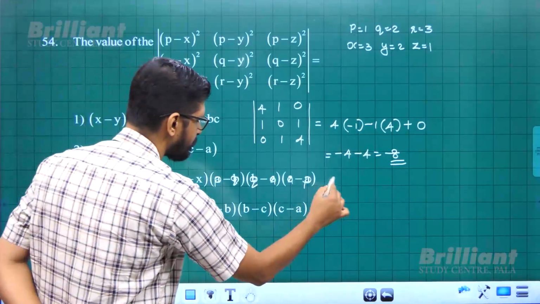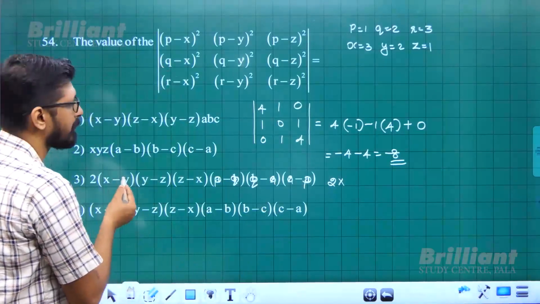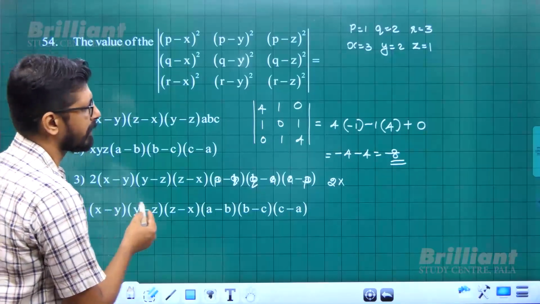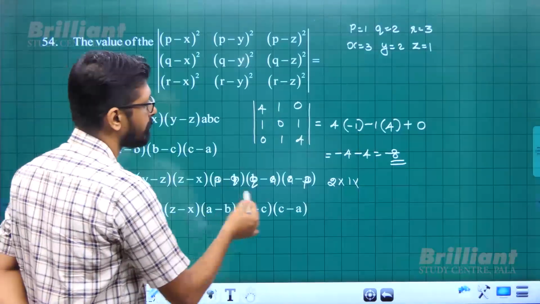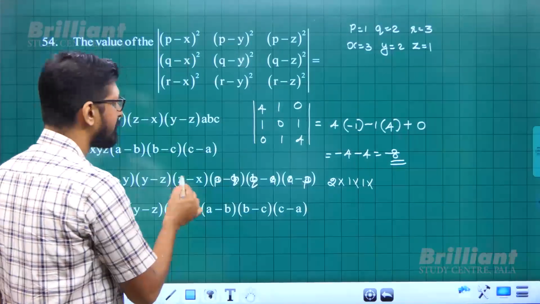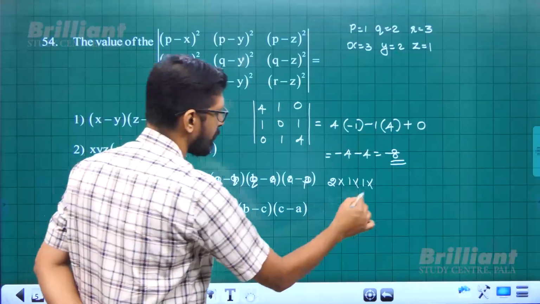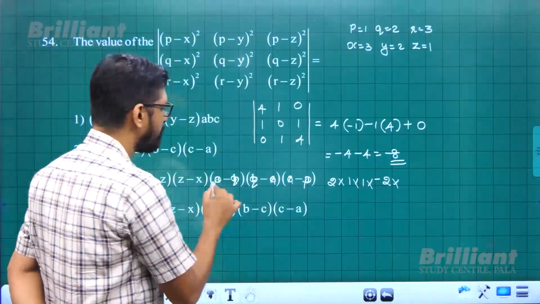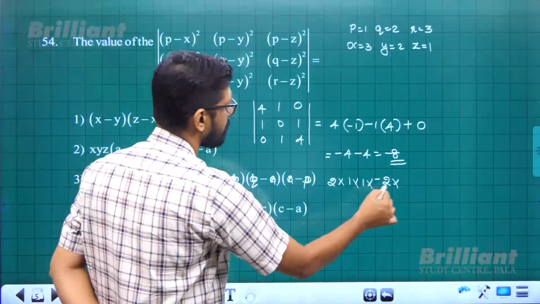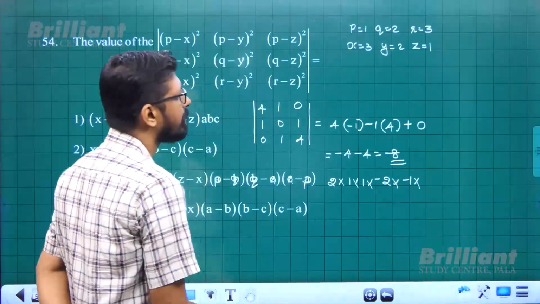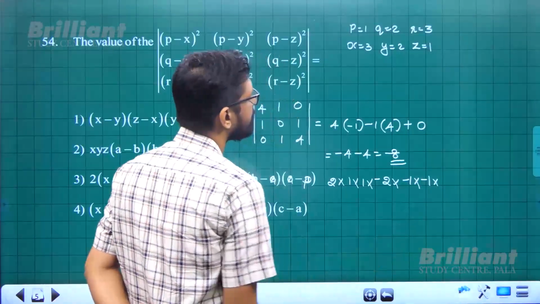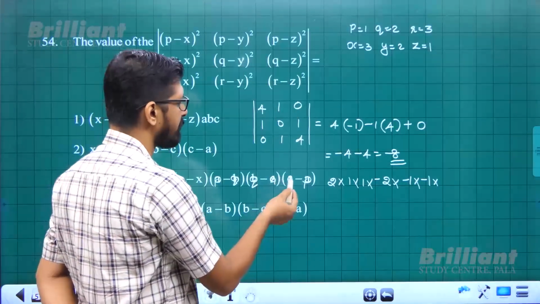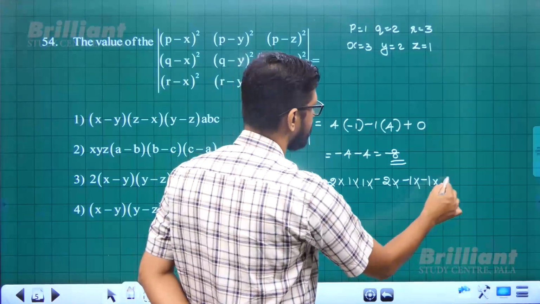2 into x minus y, which is 3 minus 2, that is 1, into y minus z, 2 minus 1, that is 1, into z minus x, which is minus 2, into p minus q, which is minus 1, into q minus r, which is 2 minus 3, that is minus 1. Then r minus p is 3 minus 1, that is 2.